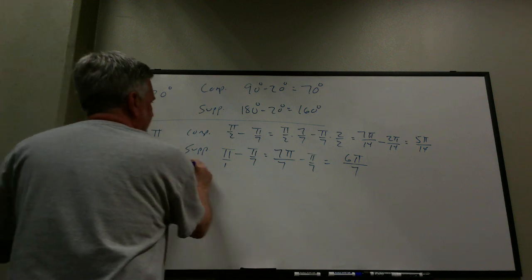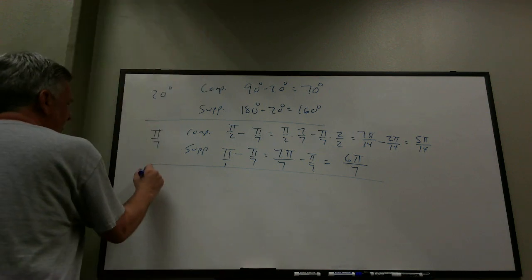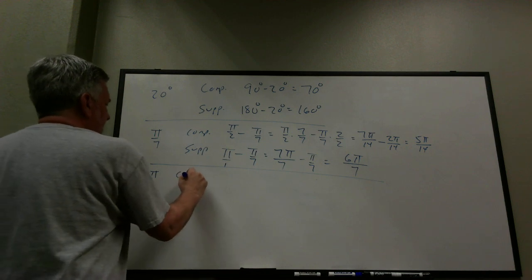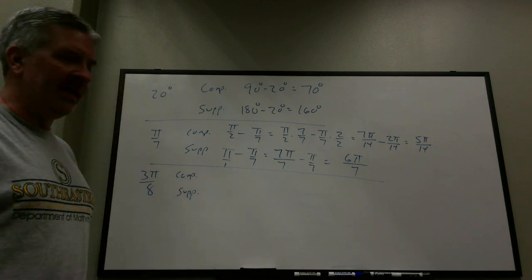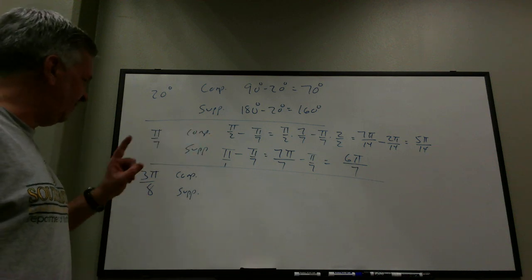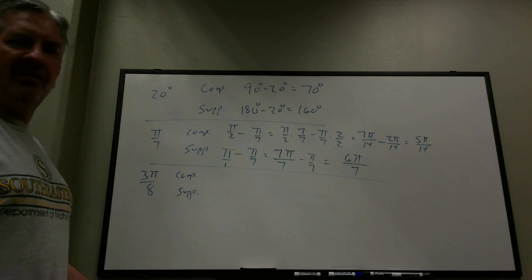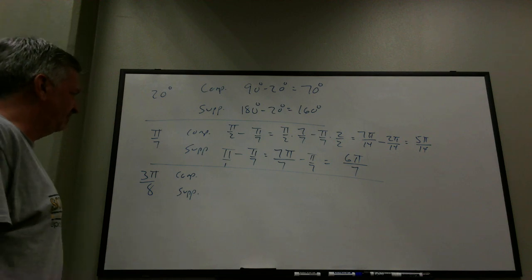Okay, so that's that. And then the last example of this type, the angle is now 3 pi over 8. And we want the complement, and we want the supplement. Now, it's going to involve fractions like the previous example. Pause the video, see if you can do the complement and supplement of 3 pi over 8, and then run the video again, and I will work it out. We'll see if we get the same thing.